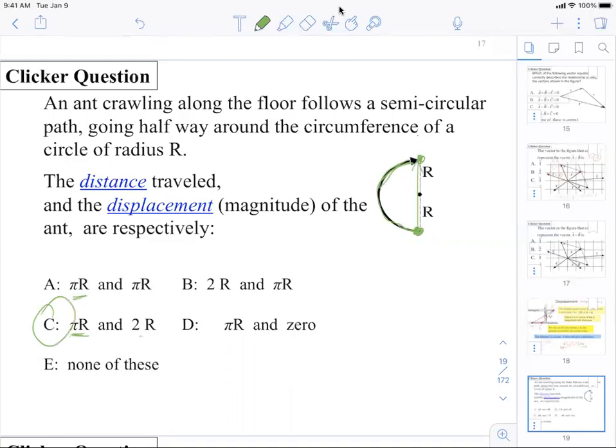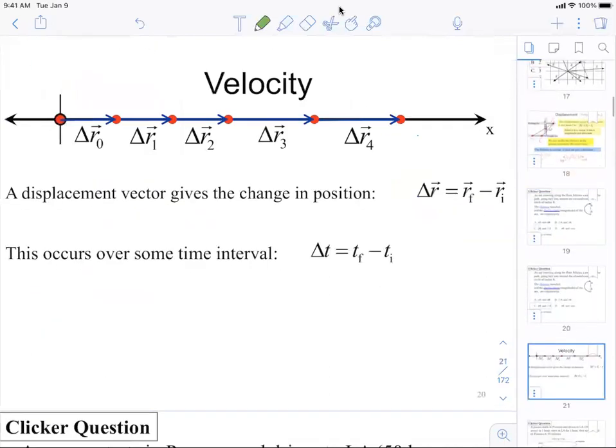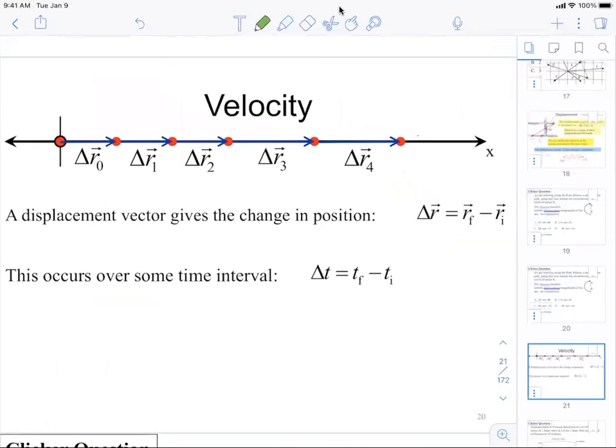Not only that, one of them is a vector, the other is a scalar, and the magnitude of it can be different as well. So now let's talk about velocity. We have talked about position and displacement, and now the next thing is velocity. Velocity is simply your displacement over time. So we have two kinds of velocities.